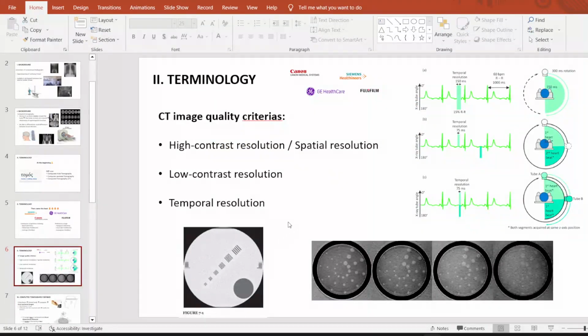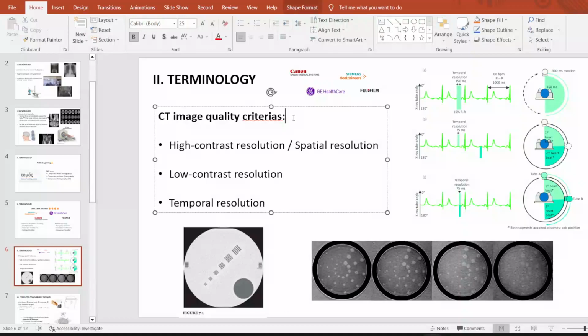Well, we're coming to the last part of this video. The last part in the terminology section is about the criteria that people use to determine if the image quality of your CT system is qualified or not. Yeah, and you will meet these criteria all the time in the future. So focus, my friend, focus on the following terms.